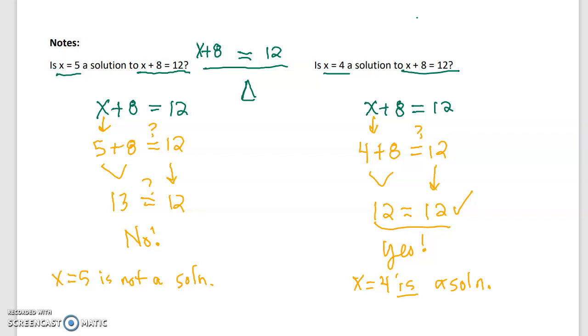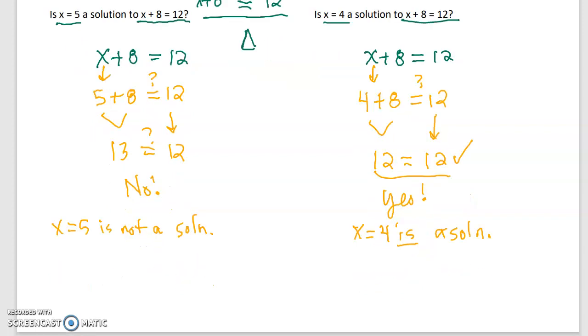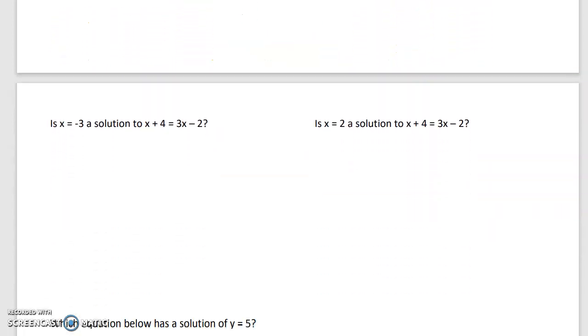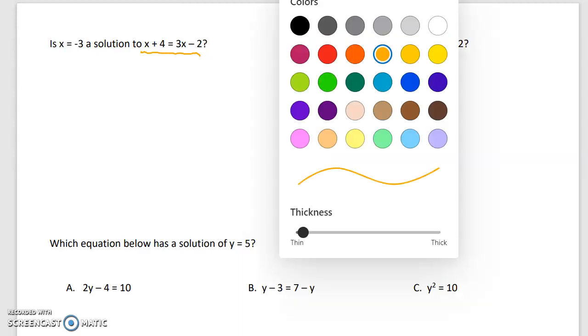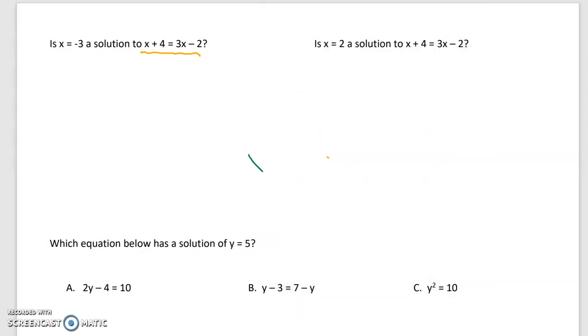So these ones you might be able to do in your head, which is fine, but I do want you to show the work. So let's take a look at some that we might not be able to do in our head. Okay. Is x equals negative 3 a solution to x plus 4 equals 3x minus 2? So this is an equation where we have variables on both sides. Everywhere we see an x, we are going to put our negative 3. And this is also a good time to review working with our integers.